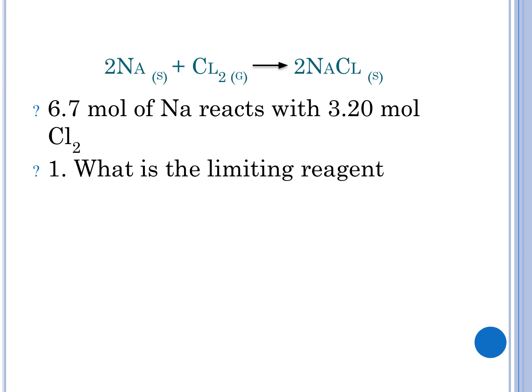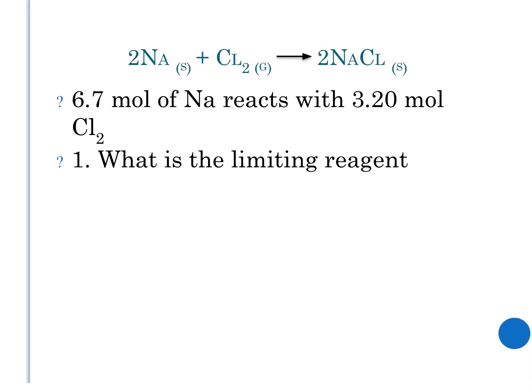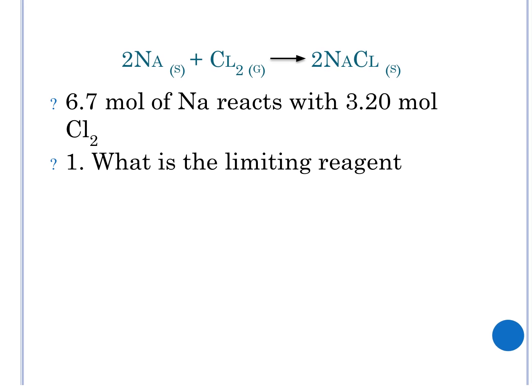Okay, go ahead and copy down this equation. So we have the sodium plus the chlorine gives us sodium chloride. And we're going to figure out, if we have 6.7 moles of sodium reacting with 3.20 moles of chlorine, which one of those is limiting, or which one of those is going to run out first? We're going to do some math.